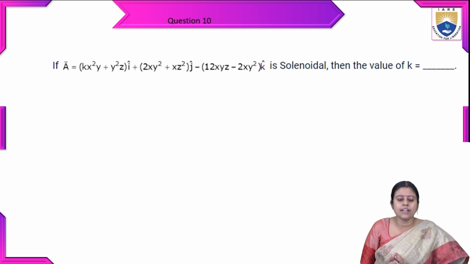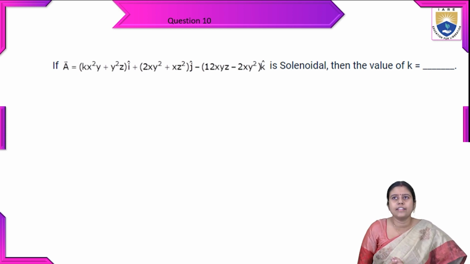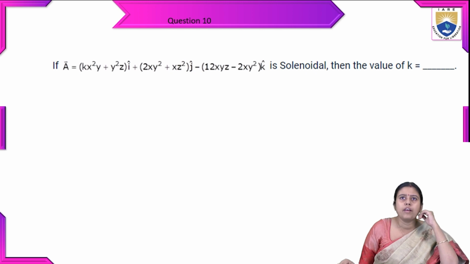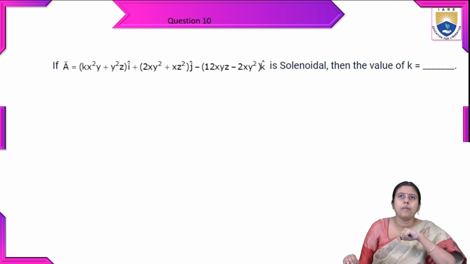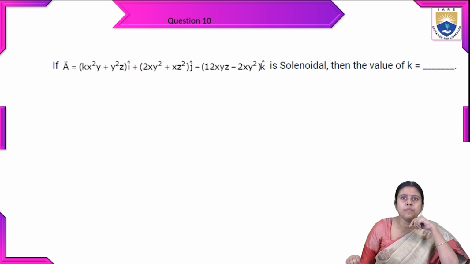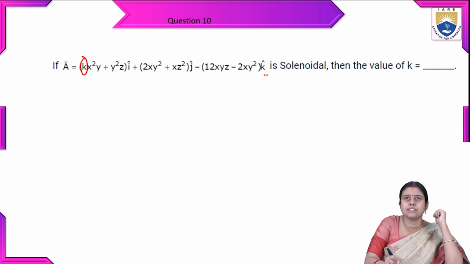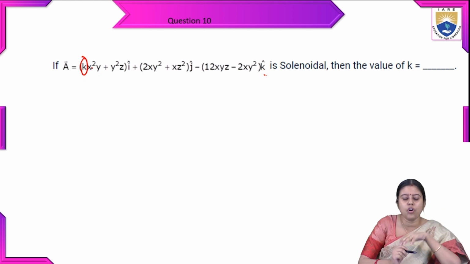It is given as the grad A. A is nothing but the vector potential. A is kx square y plus y square z i plus 2xy square plus xz square j minus 12xyz minus 2xy square k is solenoidal. What is the value of k? K means this k, not this unit vector k, whose value is 1. So we have to calculate the value of k.